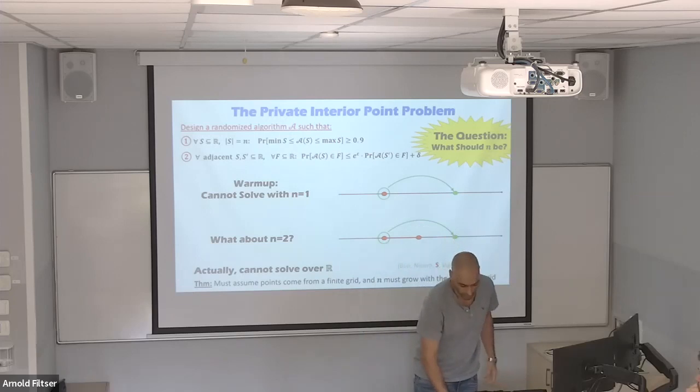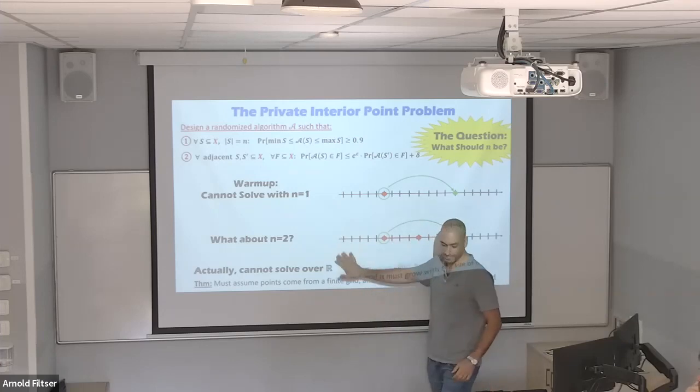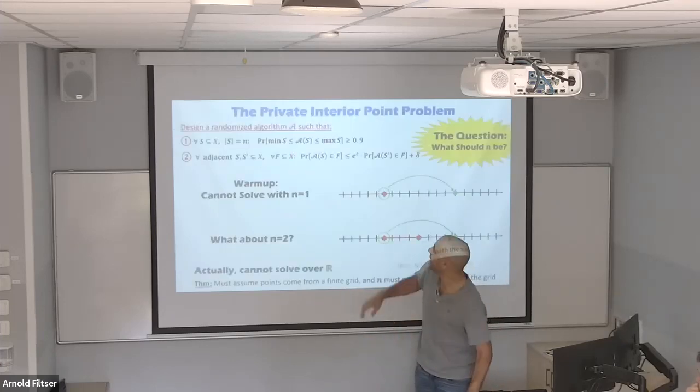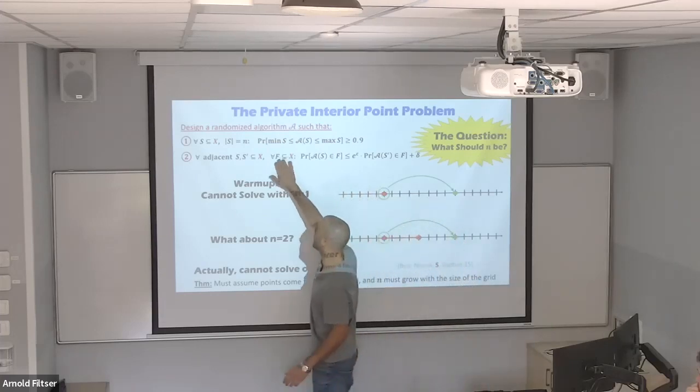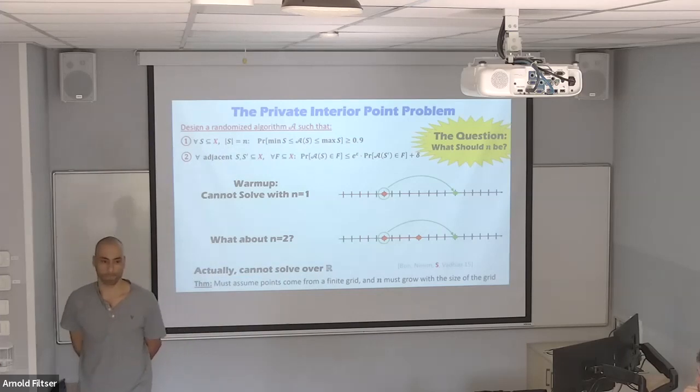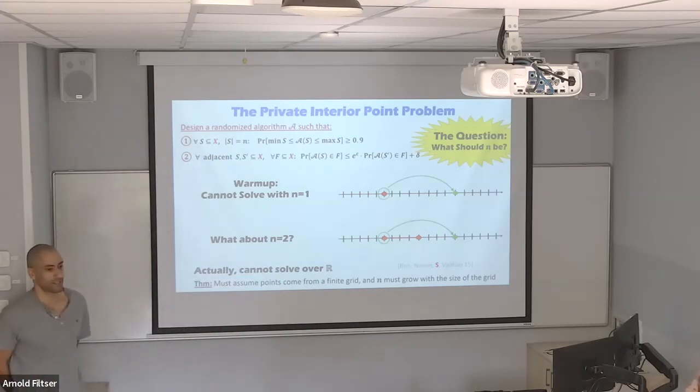Okay, so let's change the problem. That's the final tweak. I added a grid here. Let's call the grid X. And I replaced the real line here with the finite grid X. Okay? Makes sense? I'm done tweaking the problem, I promise.